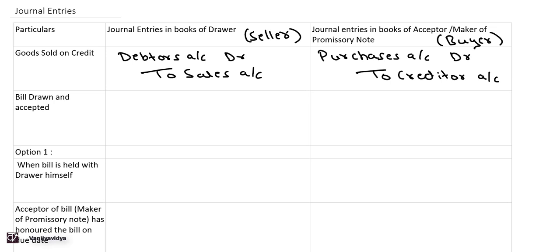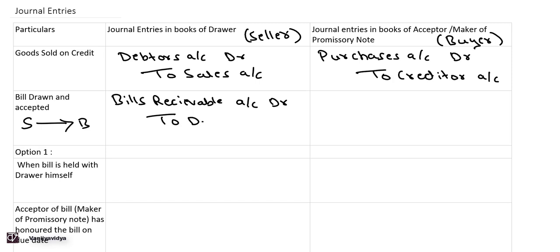Now bill drawn and accepted. Now bill is drawn by whom? Bill is drawn by seller and it is accepted by buyer. So seller has drawn the bill, buyer has accepted the bill. Now the journal entry in the books of drawer will be bills receivable account, debit to debtors account for the amount of the bill, and the bill is accepted by the buyer.